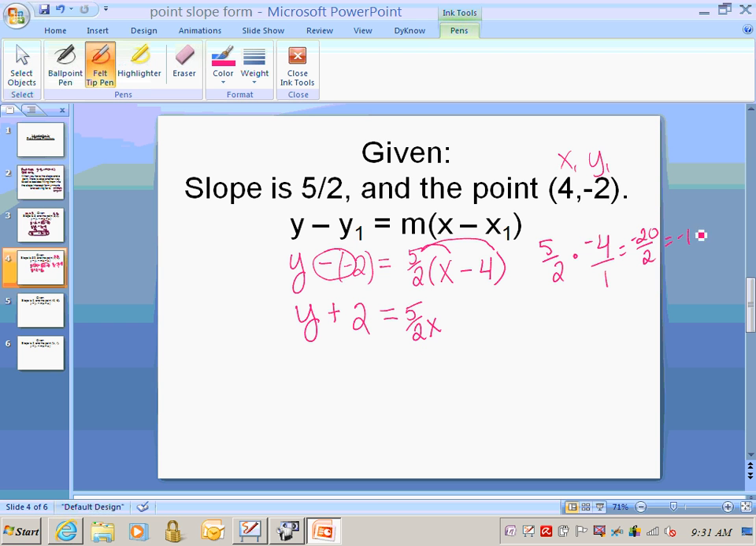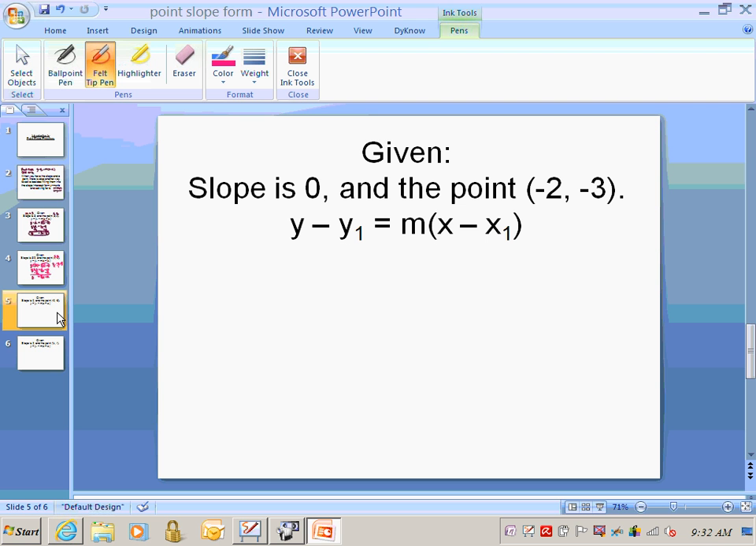What is it? 10. Very good, negative 10. Then to solve for y, very good, minus 2. So this is a 0 pair. So I have y equals 5 halves x minus 12. Good. Does anybody have any questions on this? So all you have to do, you're given the point and a slope, all you have to do is fill it in and solve.